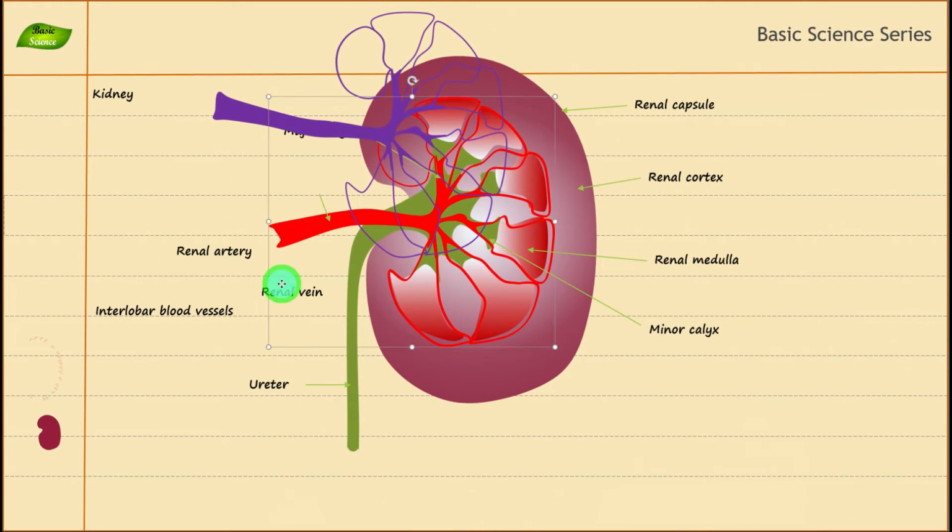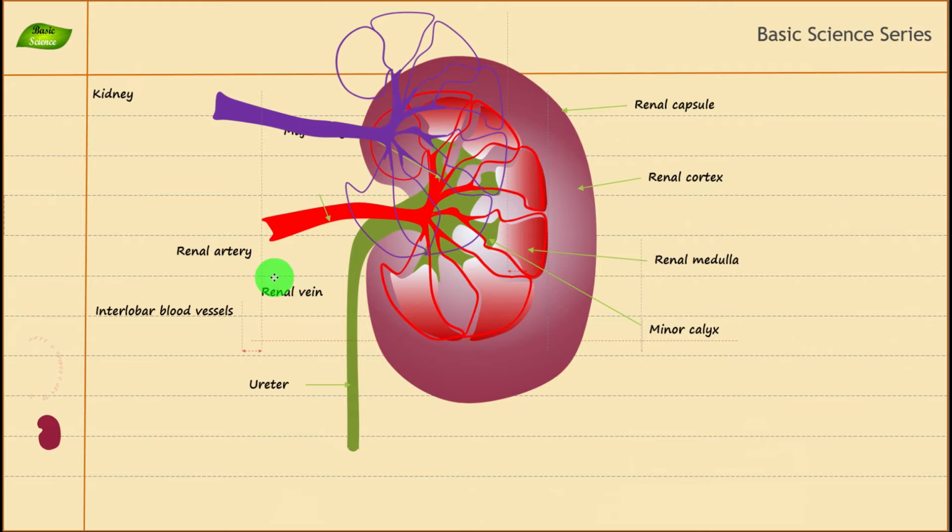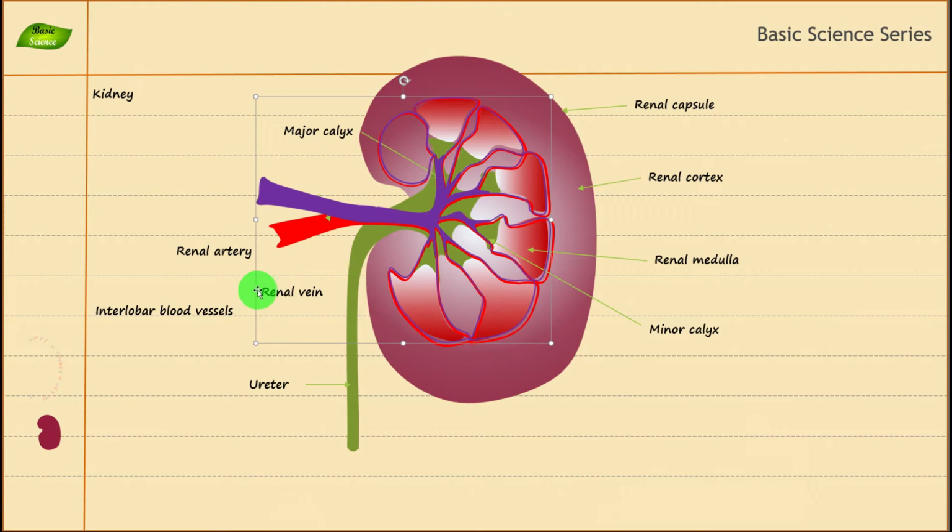So I might have to move this structure. So renal vein, renal artery, let's label these structures. This is your renal artery, and because it got hidden inside that structure. And this one is the renal vein here.